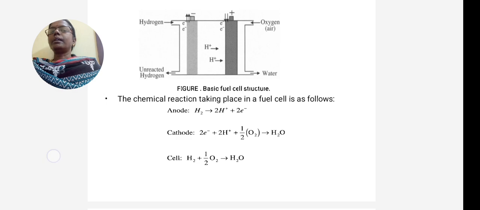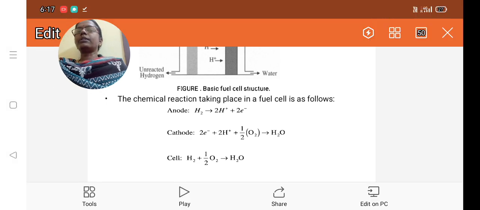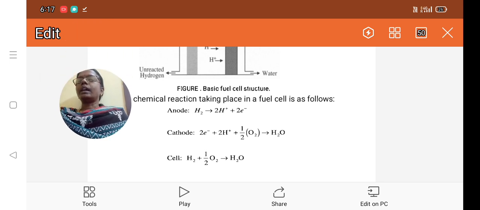This is the working principle of our fuel cell. The fuel cell is also used in the electric vehicle.